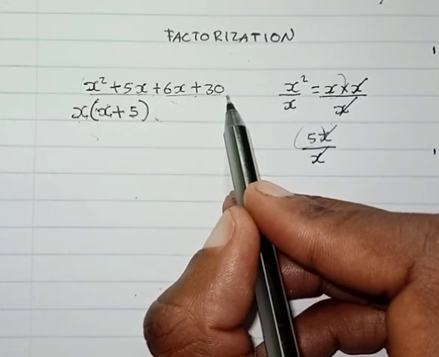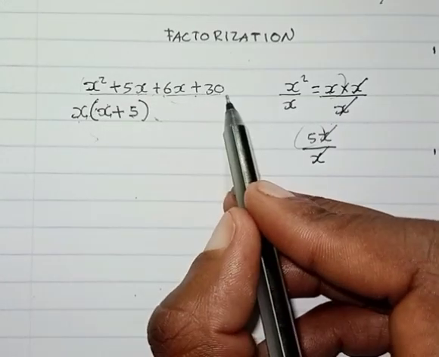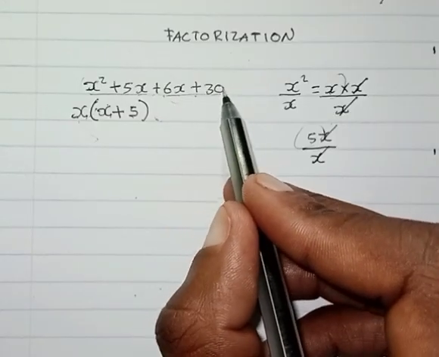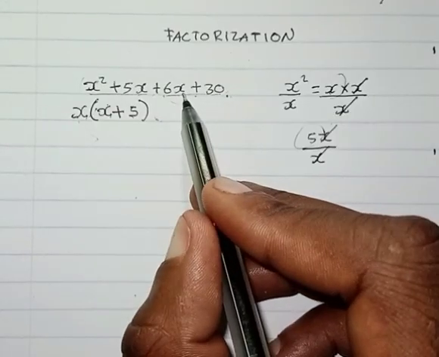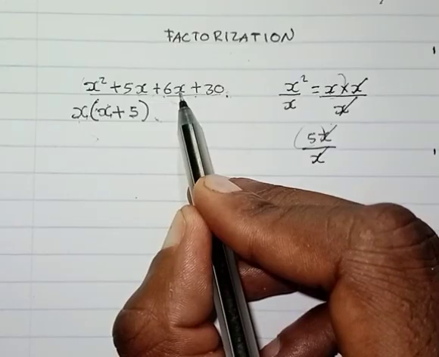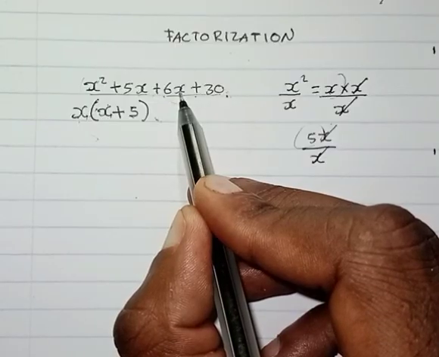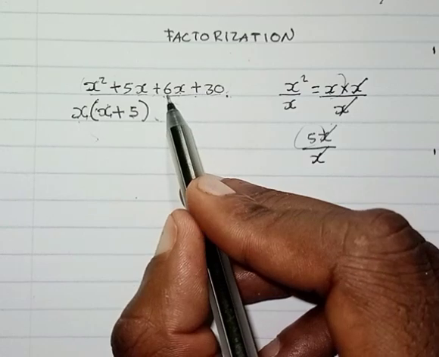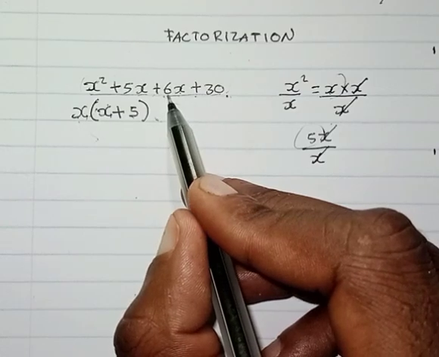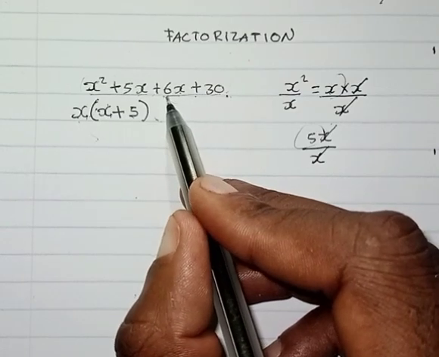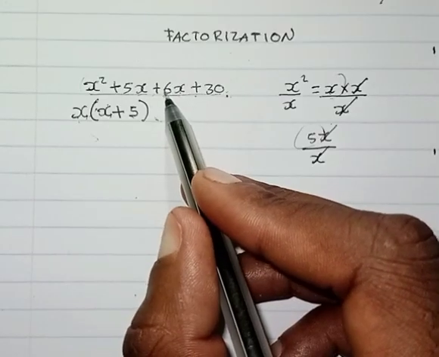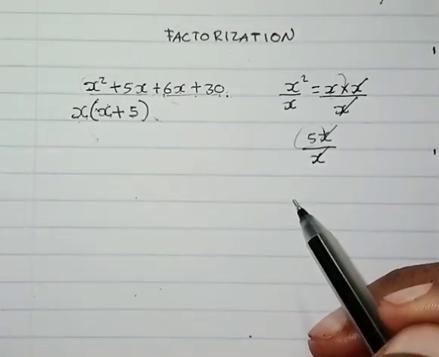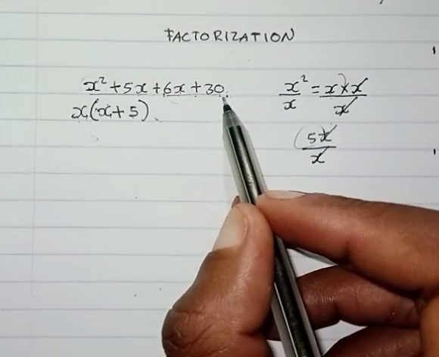Again, we apply the same concept. What's common? So x is not common because it is not appearing here. So we cannot factorize x. What can we factorize then? 6. 6 is common because 6 can go into 6. 6 can also go into 30 without leaving a remainder. So 6 is common.